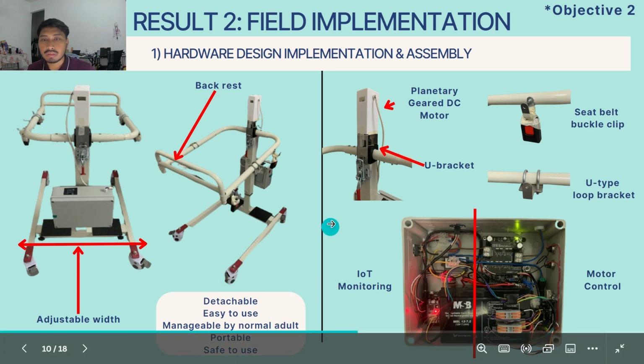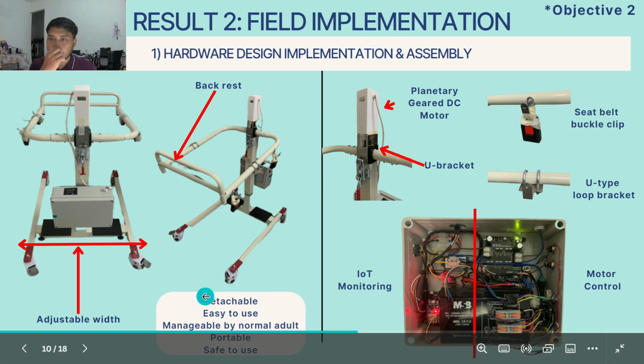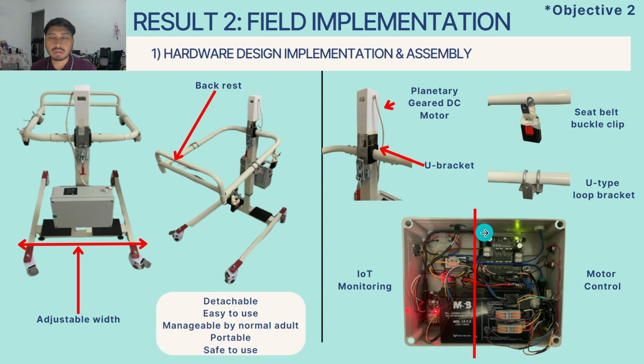After that, I installed a U-bracket for the planetary gear DC motor to attach to the core, and these features can be detachable and also easy to use, so it is aligned with our design element. And then I installed two types of bracket, and also a clip, which is a seat belt buckle clip for more secure lifting, and a U-type loop bracket in case they have bedridden patients.